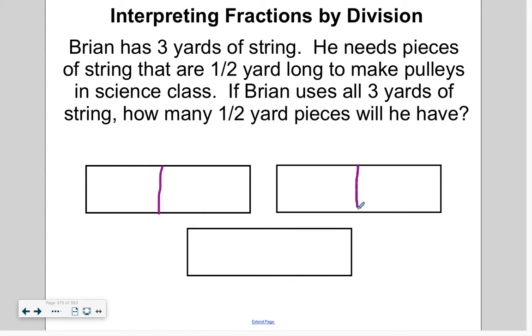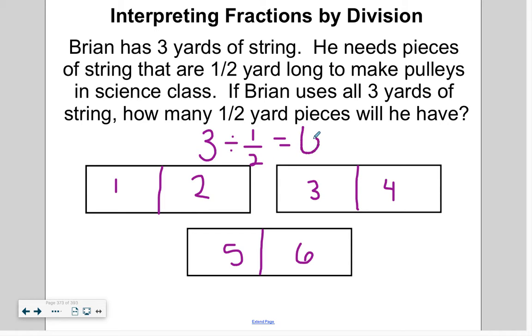So notice I'm cutting each whole into halves. We want to know how many 1/2 yard pieces he has. So he has 1, 2, 3, 4, 5, 6 total pieces. So when he had 3 yards and he divided them into 1/2 yard pieces, he ends up with 6 pieces. So 3 divided by 1/2 is 6.